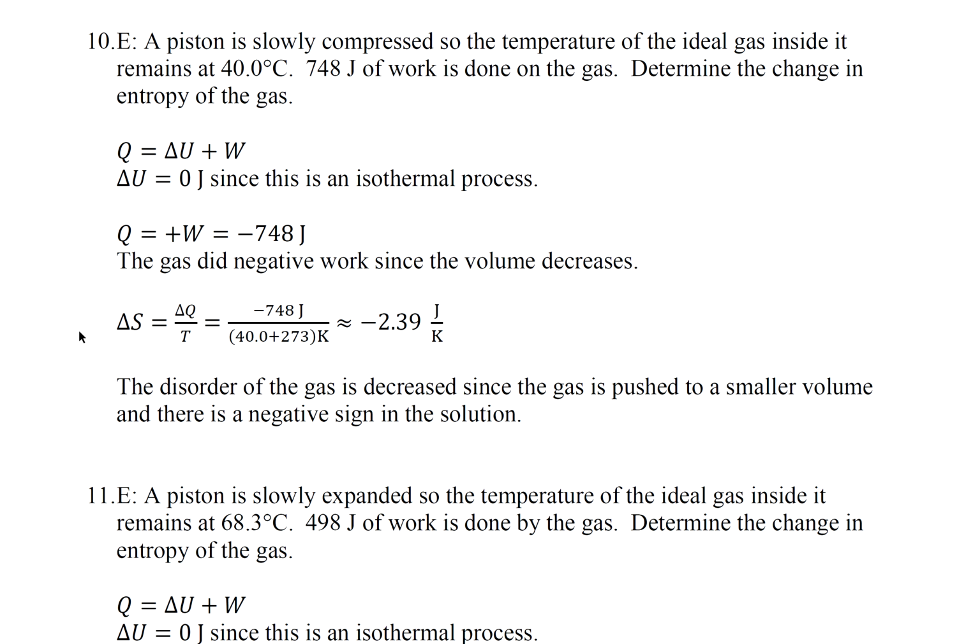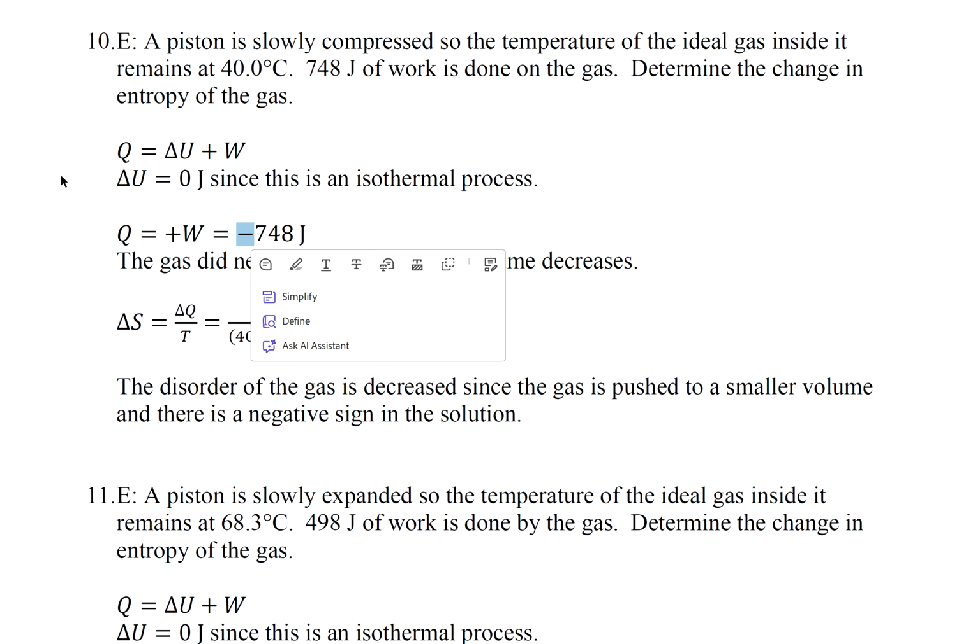748 joules of work is done on the gas. Determine the change in entropy of the gas. Well, Q equals delta U plus W. Delta U is equal to 0 since it's an isothermal process. So Q equals W, which is minus 748 joules.